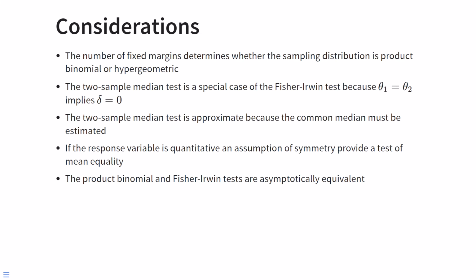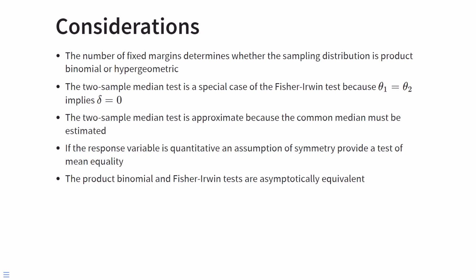Even though we're doing a Fisher-Irwin test, or what is known as a Fisher's exact test, the two-sample median test is not quite exact. Why not? Because we had to determine what the population median is through estimation. We combined all the scores to estimate that common median. So it's not really an exact test, but it should be close.